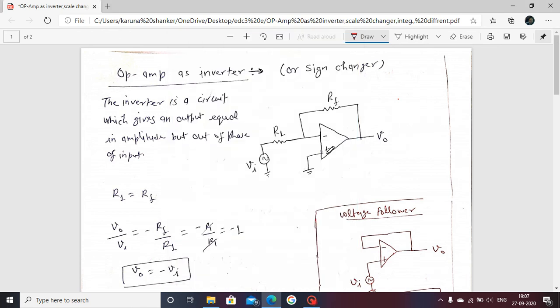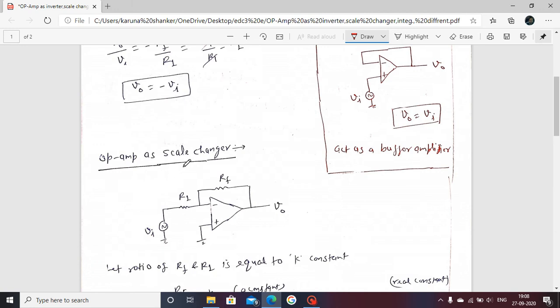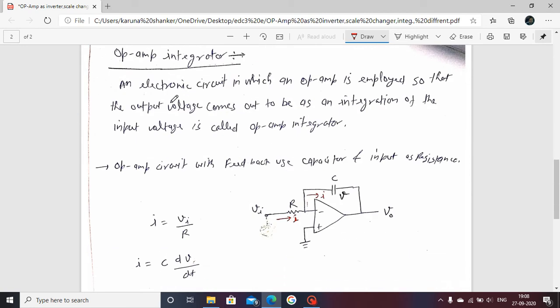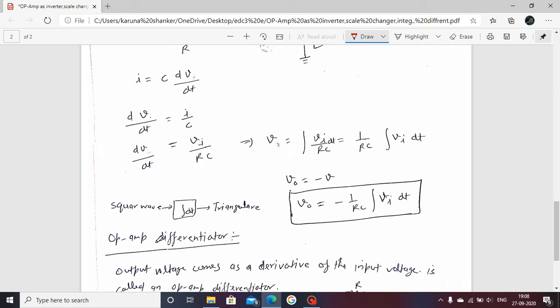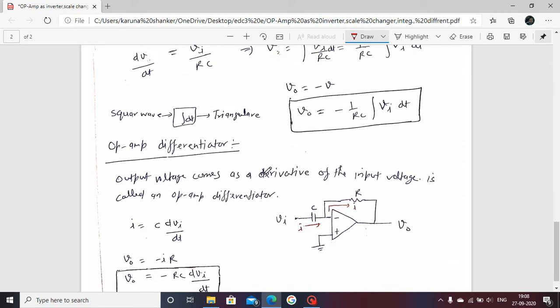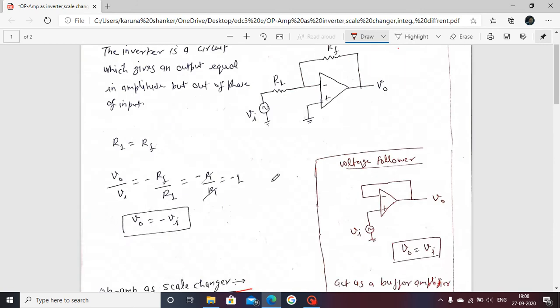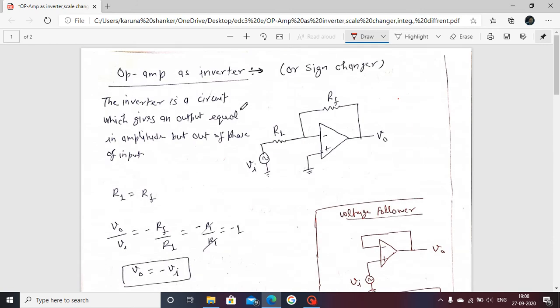Today our objective is to study op-amp as an inverter, next op-amp as a scale changer, and next op-amp as an integrator, and the last one is op-amp as a differentiator. Now we can focus on the topics one by one. First comes op-amp as an inverter.